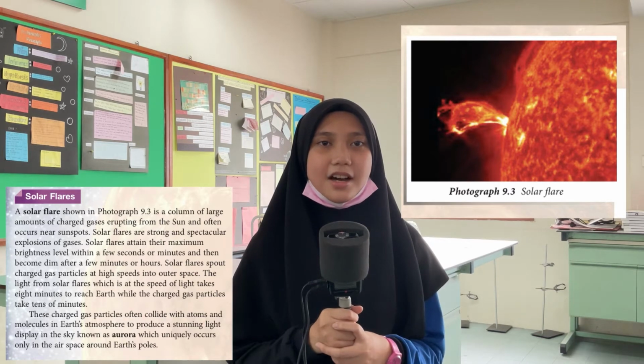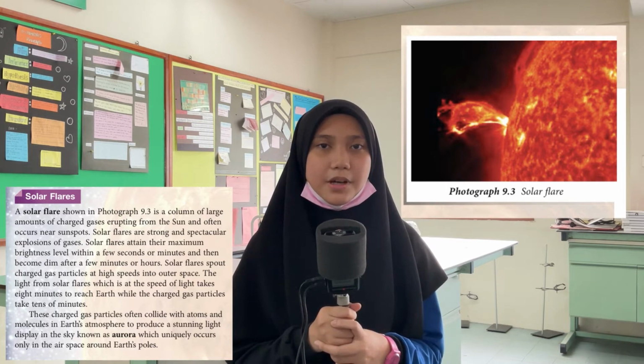A solar flare, shown in photograph 9.3, is a column of large amounts of charged gases erupting from the Sun and often occurs near sunspots. Solar flares are strong and spectacular explosions of gases. They attain their maximum brightness within a few seconds or minutes and then become dim after a few minutes or hours. Solar flares spit charged gas particles at high speeds into outer space. The light from solar flares, traveling at the speed of light, takes 8 minutes to reach Earth, while the charged gas particles take tens of minutes.